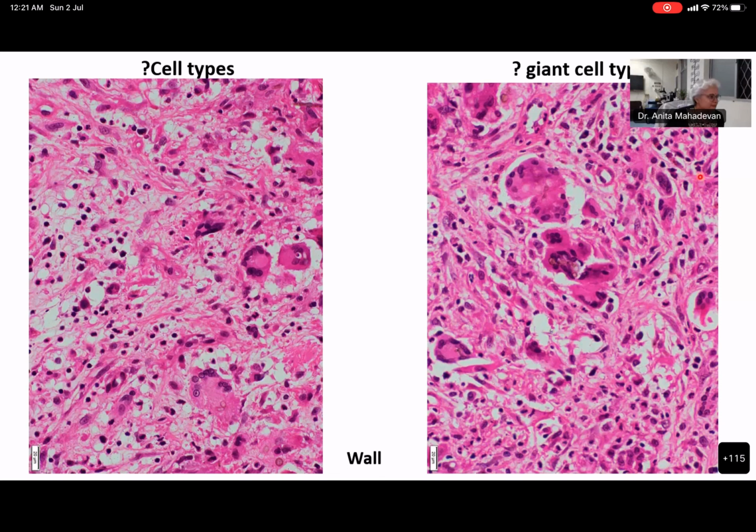I can see... In fact, I've put here what cell type. What? It is a big clue. In fact, I think you can see some eosinophils. Absolutely right. Eosinophils. Very, very important clue. So if you see foreign body giant cells, if you see eosinophils, and you see these kind of negatively stained structures within the giant cells, think fungal.